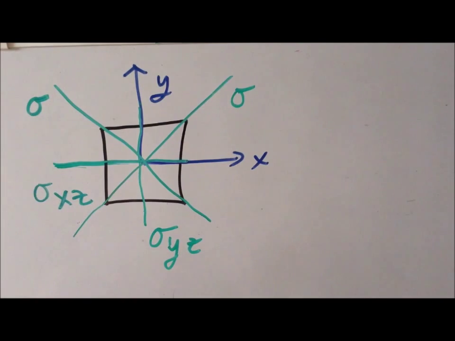So you might ask, I found 4 mirror planes. Is that all the mirror planes that are available for a square? It turns out there is one more, which is a little difficult to show, but we will mention it because it's extremely important.